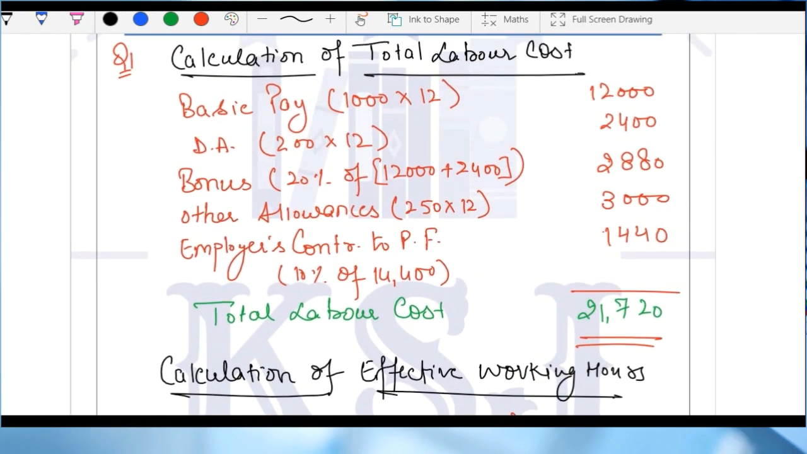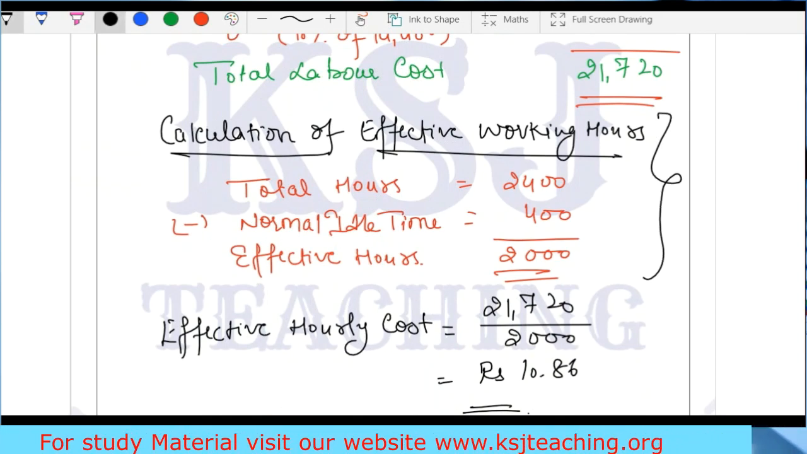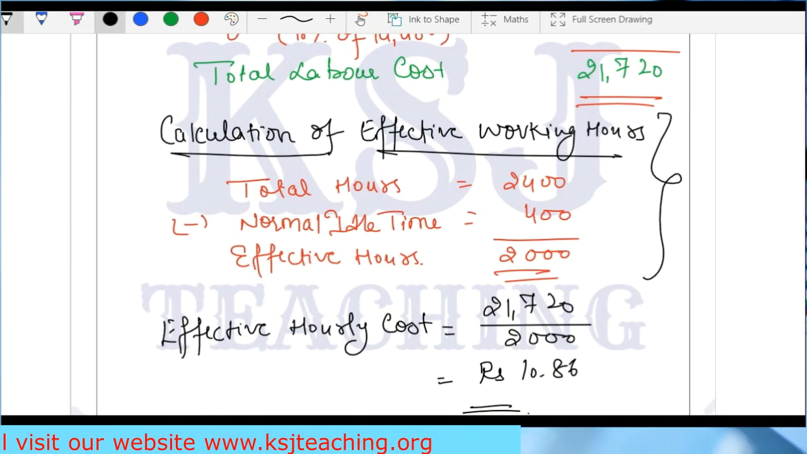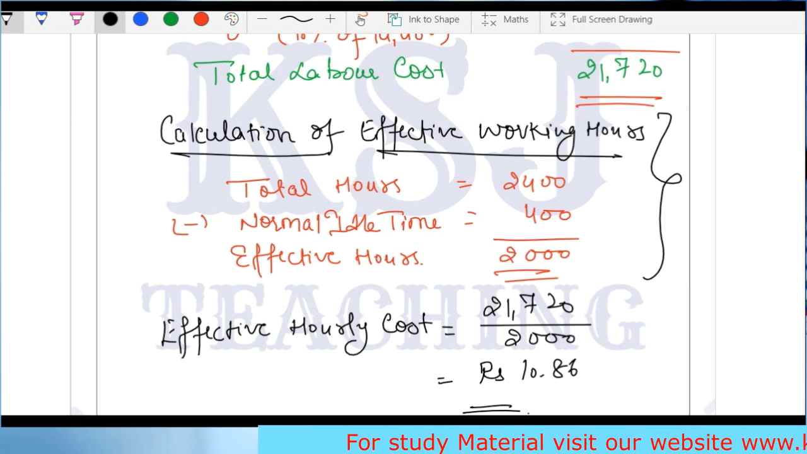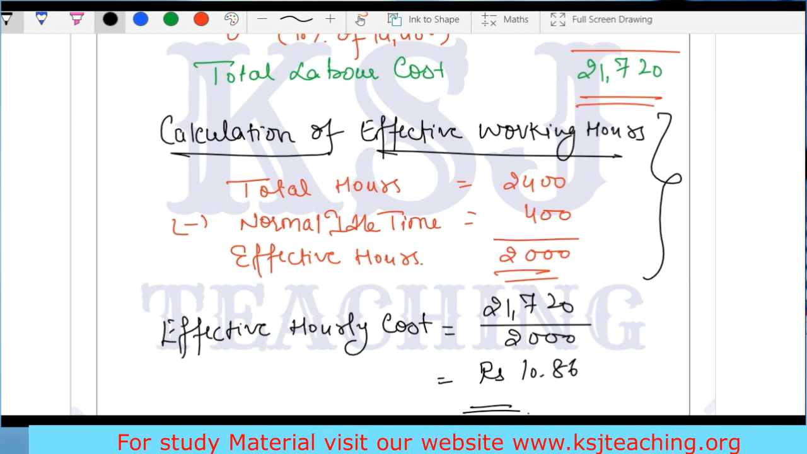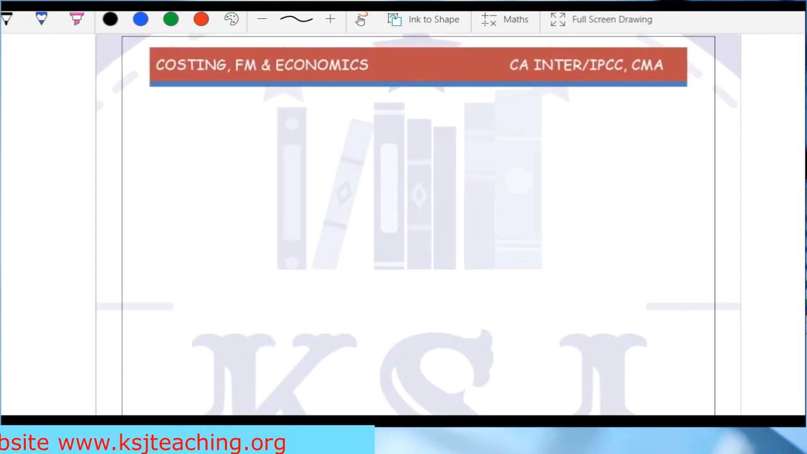So basically in such questions what you need is two things. One is the total labor cost and second one is the calculation of total effective working hours. So this is very important, how you take the idle time, how you treat abnormal idle time. So all these things are very important. Clear? So we are done with question number 1. Let's move on to question number 2.